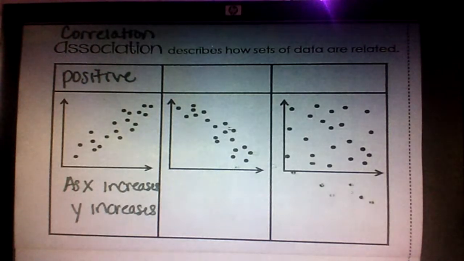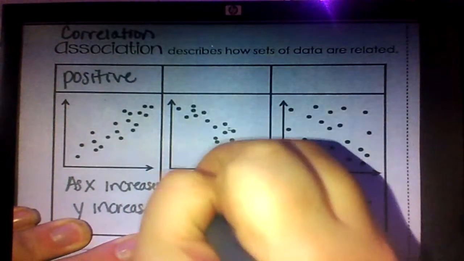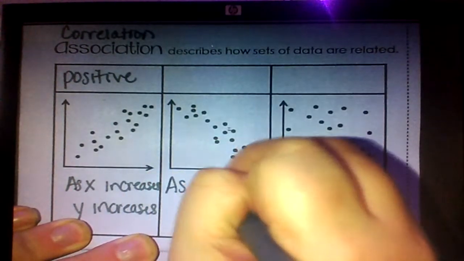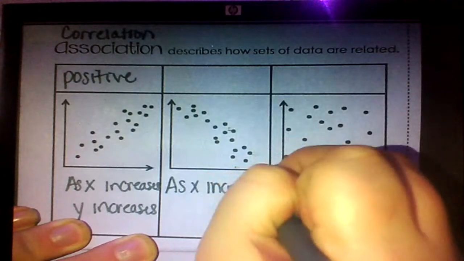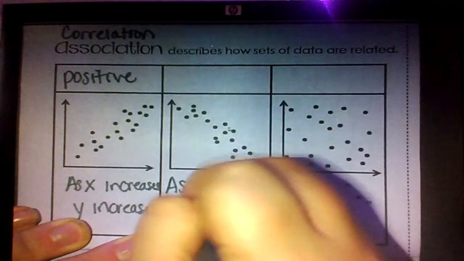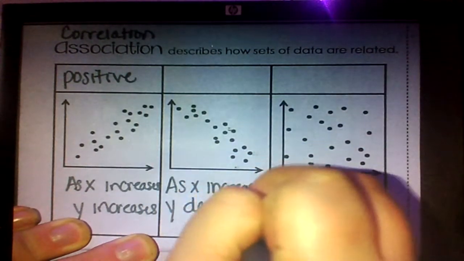My graph is going up. So as I go to the right, my graph is going up. On the second picture, as I'm going to the right, my graph is going down. So this one, as X increases, Y is decreasing. So this is a negative correlation.